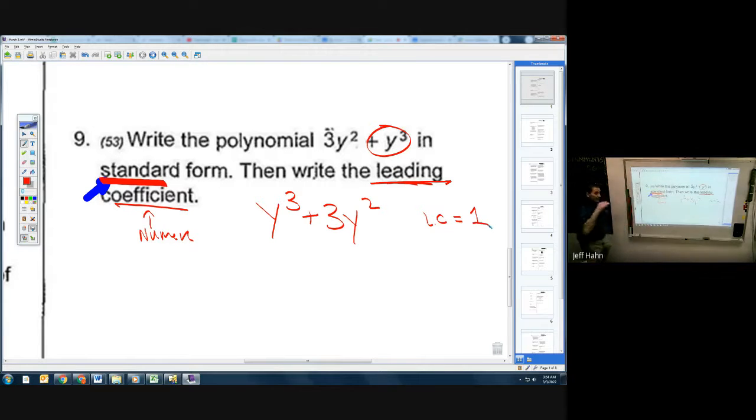And that comes into play a lot with higher level math. You have to mess around with that leading coefficient. So that's why I think they just try to introduce it to your young, crazy minds.